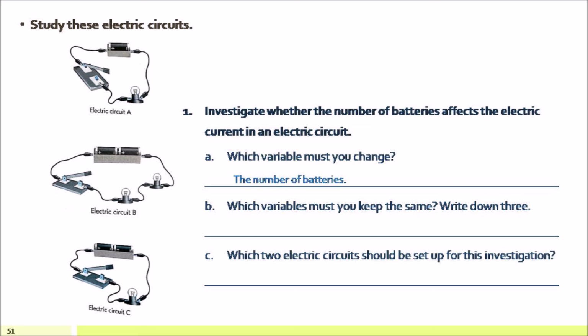Number B, which variables must you keep the same? Can you please write down 3? Okay, it is the type of batteries, the number, and type of bulbs. Correct. Number C, which 2 electric circuits should be set up for this investigation? Think before you answer. And you should give yourself a pat on the back. You just completed your second investigation. If you answered circuits A and C for number C, you're right.